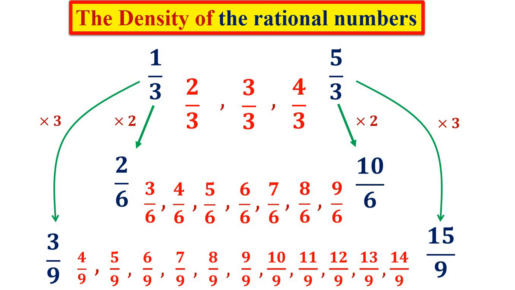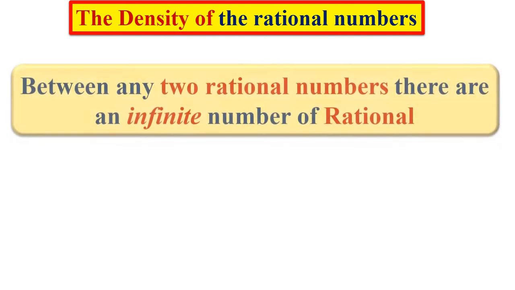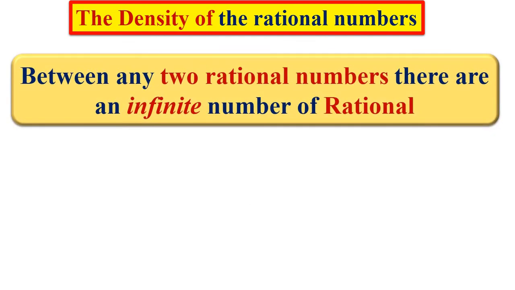So we have a lot of numbers between 1 over 3 and 5 over 3, like 2 over 3, 3 over 3, 4 over 3, 3 over 6, 4 over 6, 5 over 6, 6 over 6, 4 over 9, 5 over 9, and we can do it another time. Between any two rational numbers, there are an infinite number of rational numbers. Another example, 1 over 4 and 3 over 4. Do we have 2 over 4 only? No. We said an infinite number of rational numbers.